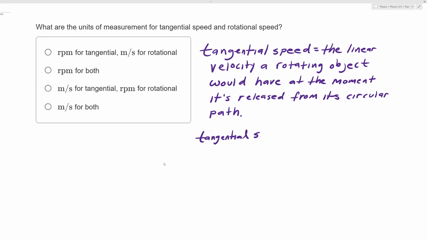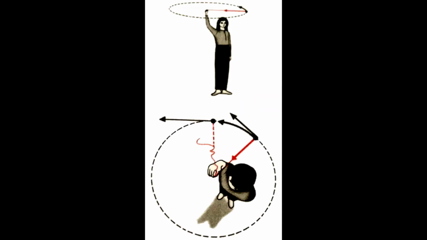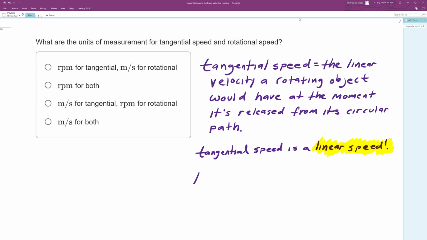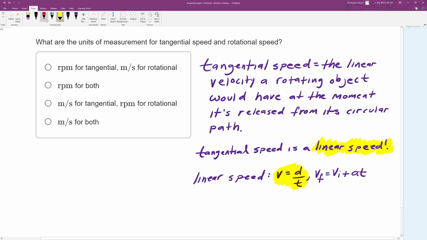So tangential speed is just a linear speed, but it's kind of special in that it's tangential, meaning it's always making a 90-degree angle to the arc or circular radius. We've had a couple of expressions for linear speed. Velocity is distance over time, or if there's an acceleration, we use final velocity equals initial velocity plus acceleration times time. Here, though, we are just looking at the situation where something is rotating in a circle at a constant speed.